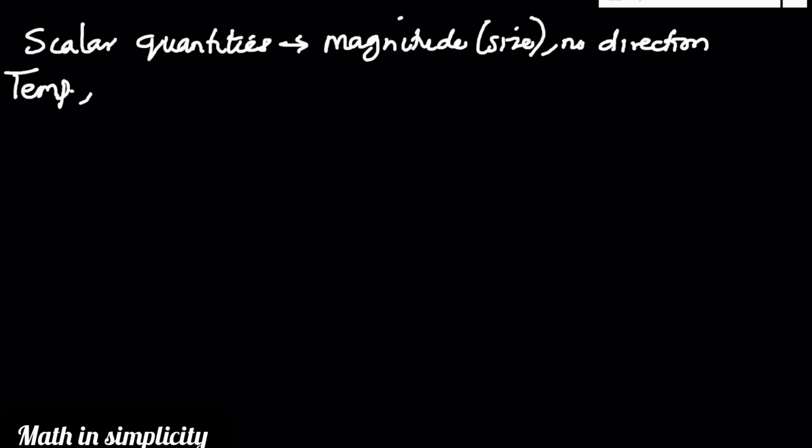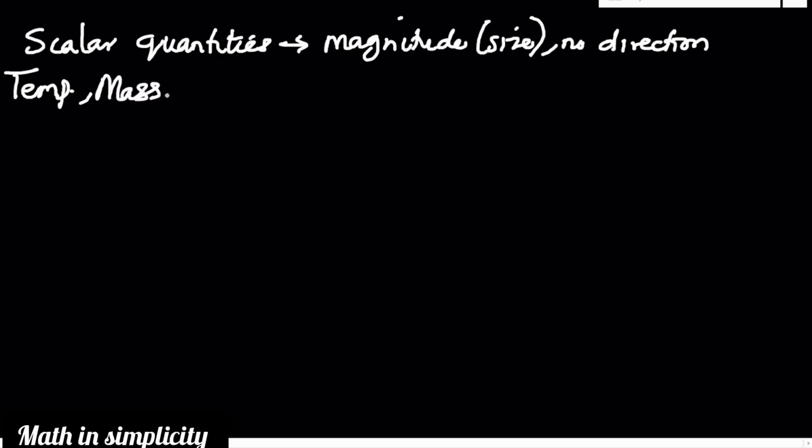So we have other scalar quantities. We have mass, for instance. We also have distance. We also have energy, etc. So there are many of them. So all these quantities tell you only the size.